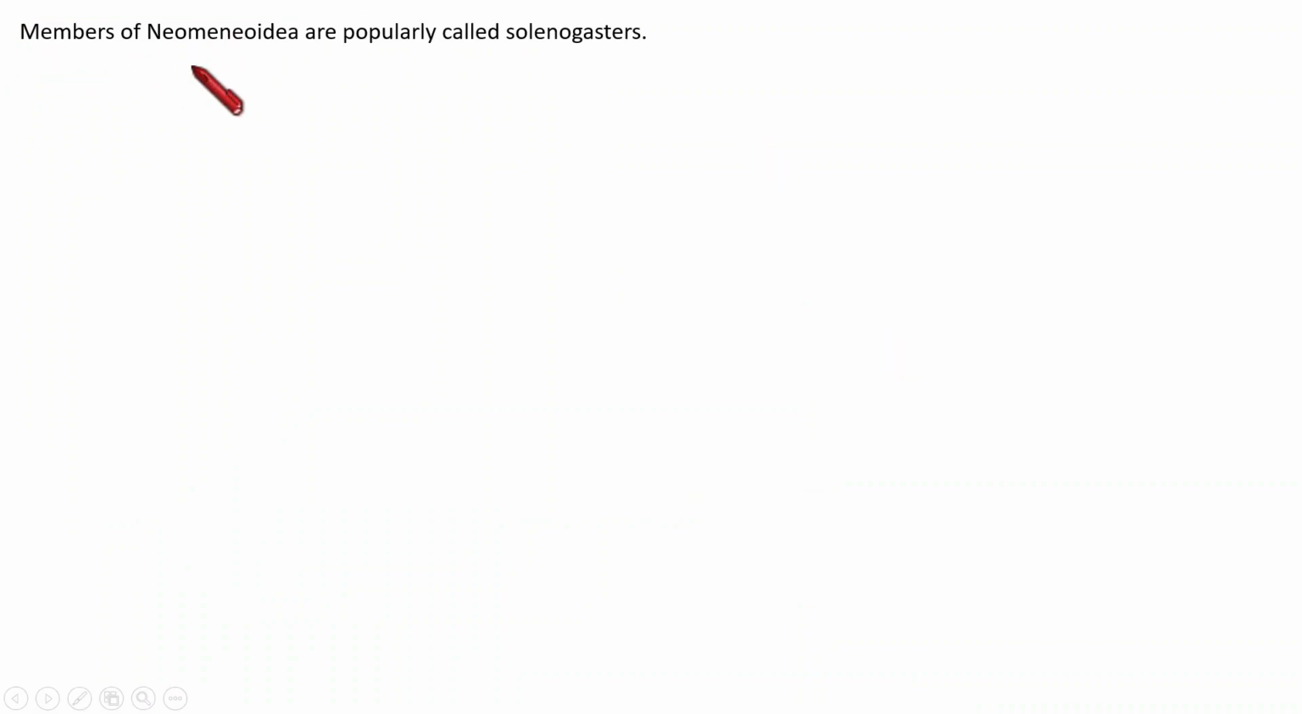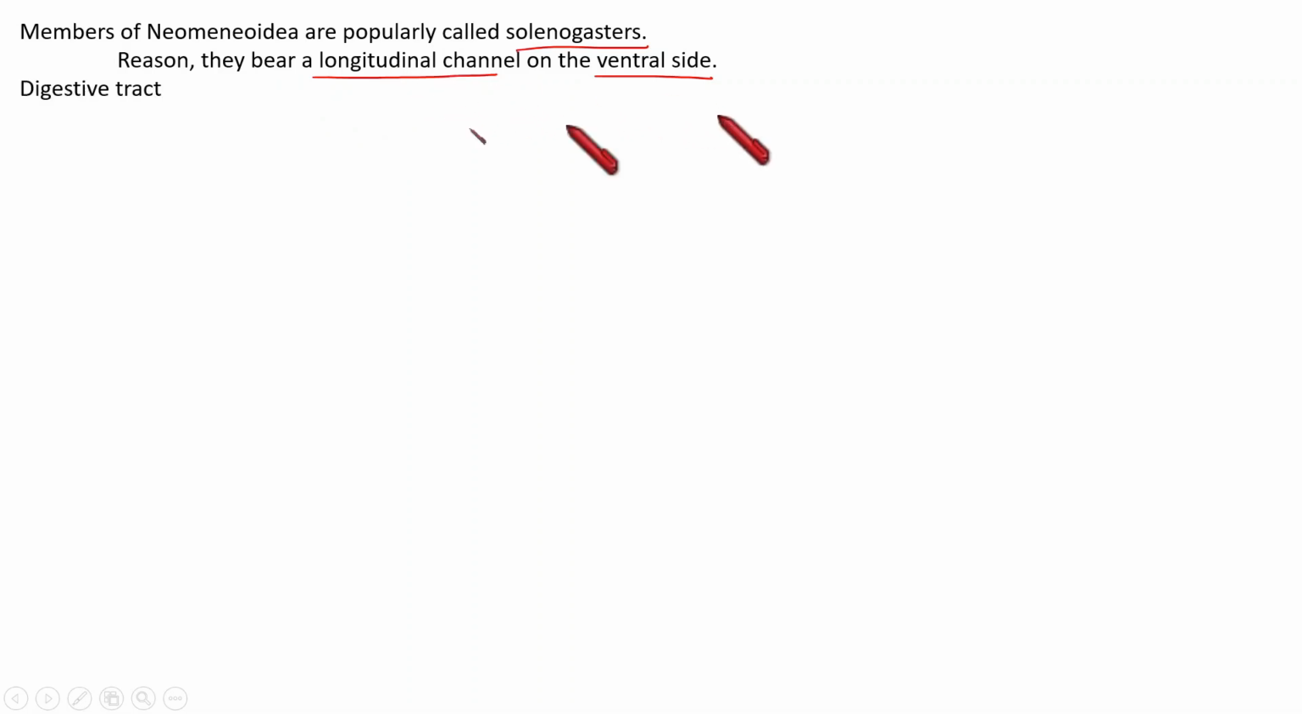Then these members of Neomeniidae are popularly called solenogastres. Why are they called solenogastres? One peculiar characteristic is there: they bear a longitudinal channel on the ventral side. I will show you a picture later as we move to some other points. So for now, just understand that they bear a longitudinal channel on the ventral side.